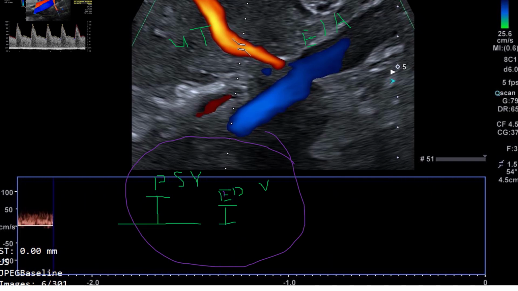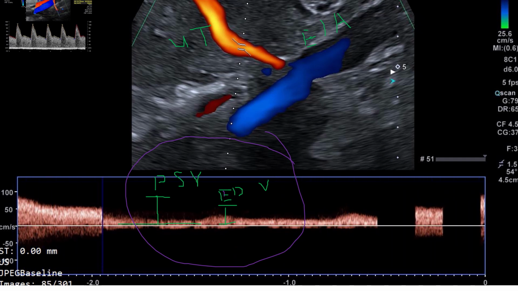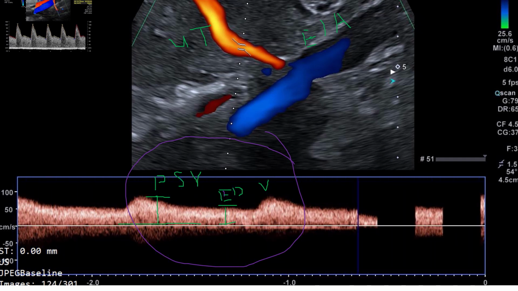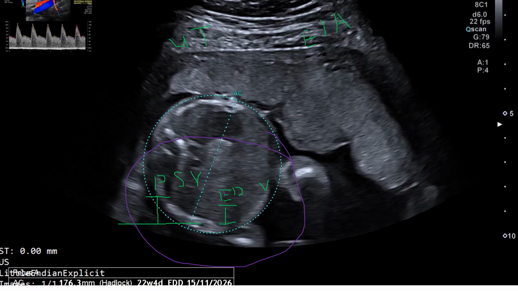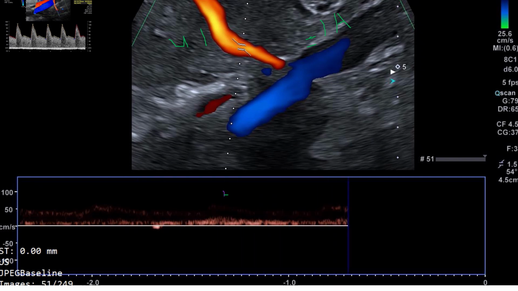Or you see, this is how you trace your waveform. Okay. So what you then do, when you are done, is take the peak systolic velocity of both and take an average. That's how you get everything.